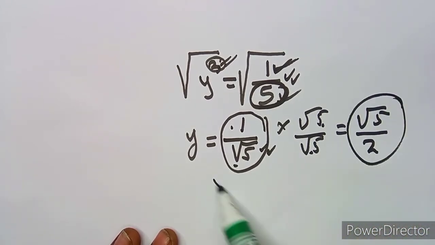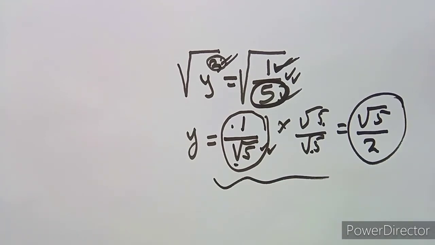Or actually you can just write this as a decimal, depending, maybe it's in paper 1. So if it is in paper 1, you have to rationalize. If it is in paper 2, you just need to use your calculator, okay?